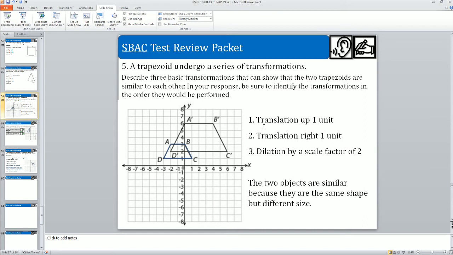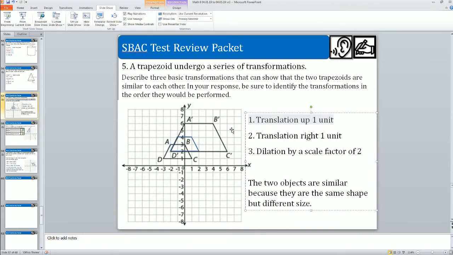First of all, I'm going to translate it one unit up. So watch this, it's going to go up. Let's grab that. It's going to go up one. Okay, good. Do you see how it went up one? Then it's going to go to the right one. So we match the corner, so the letter D went to the letter D prime by the first translation and the second translation. Right? From here, we dilate it by a scale factor of 2.